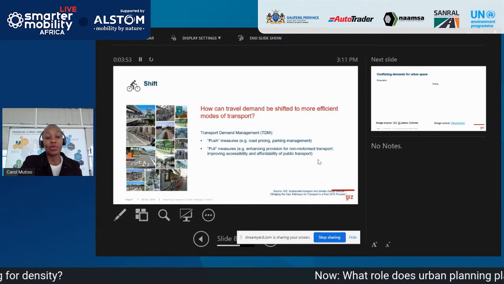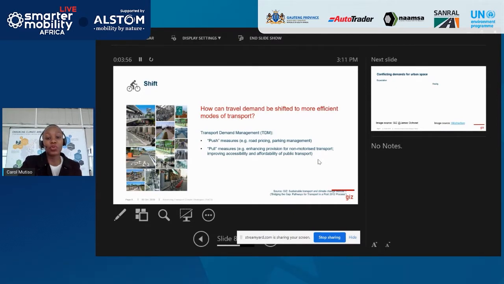Then on shifting of transport, we have to also think about how do we plan for this. And we look at two aspects. There's putting measures in place that will make using of vehicles not very attractive, to kind of push people away from road transport and to other alternative modes which are more friendly. And also putting pull measures in place. These are the sort of incentives that will shift to these attractive modes of transport.